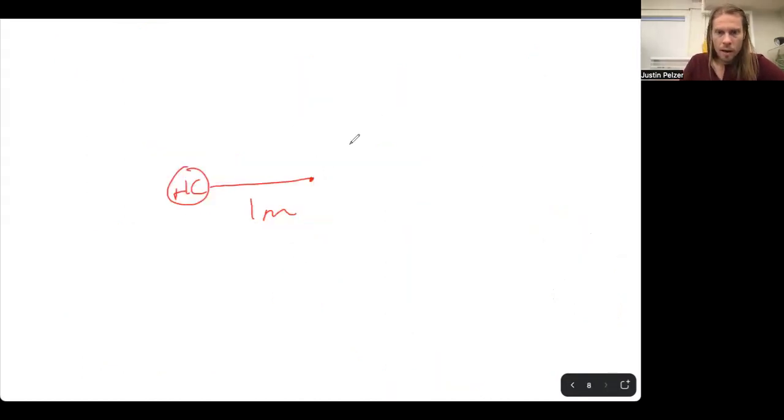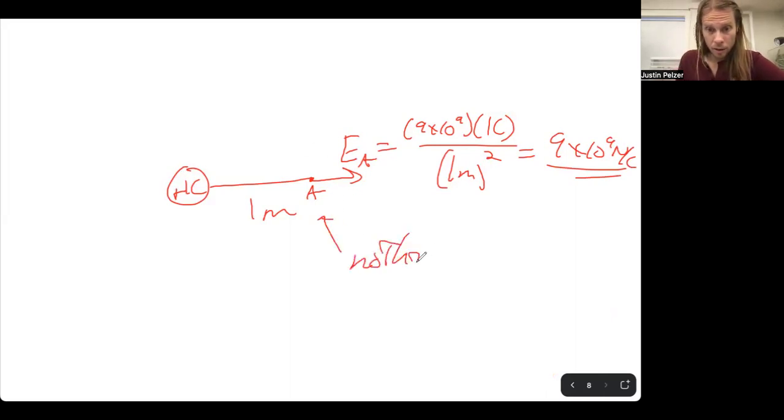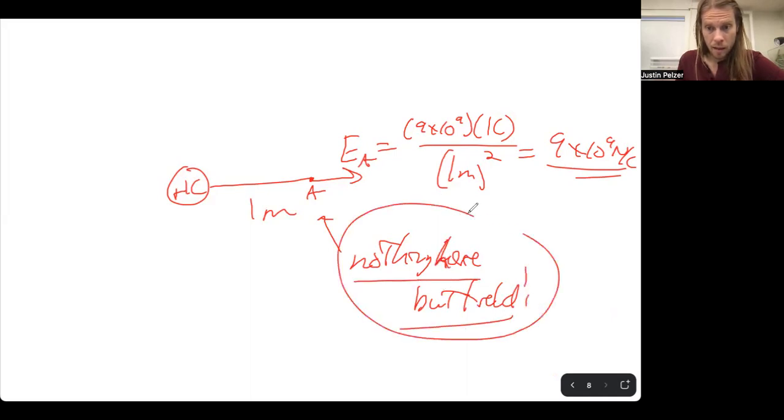So 1 meter away, I get an electric field that points out. So E at point A will point out, 9 times 10 to the 9 times 1 Coulomb over 1 meter squared. And of course, that gives me 9 billion newtons per Coulomb. That's enormous. What this shows us is how big a Coulomb is. There is nothing here but the field. Nothing is there but the field, right? That's really important, that only the field exists until a charge wanders in.